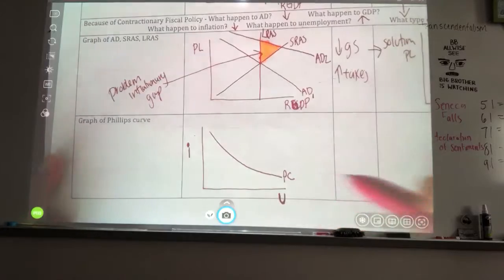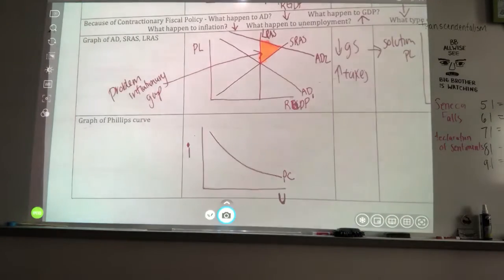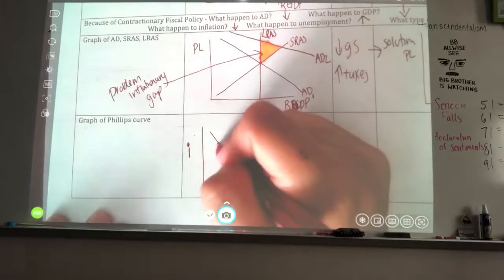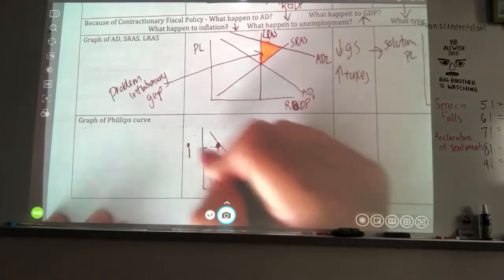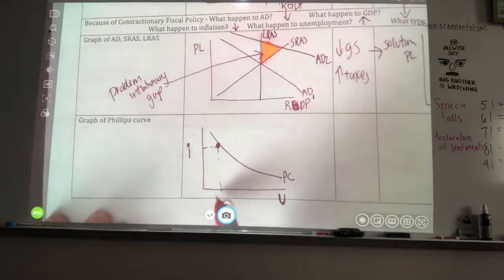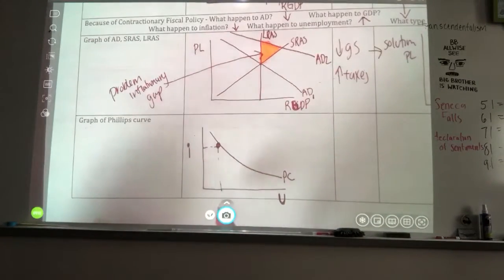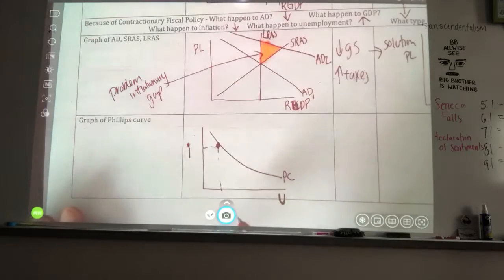Where would I put my dot to show that I'm in an expansion? Towards the left side? Towards the right. Why over here? I have high inflation and low what? Unemployment. This shows me that I am in an expansion.